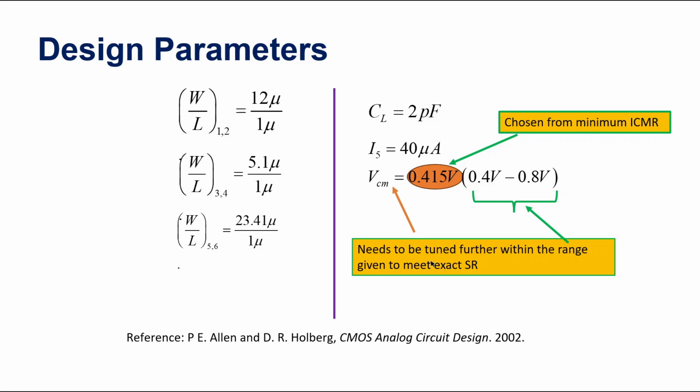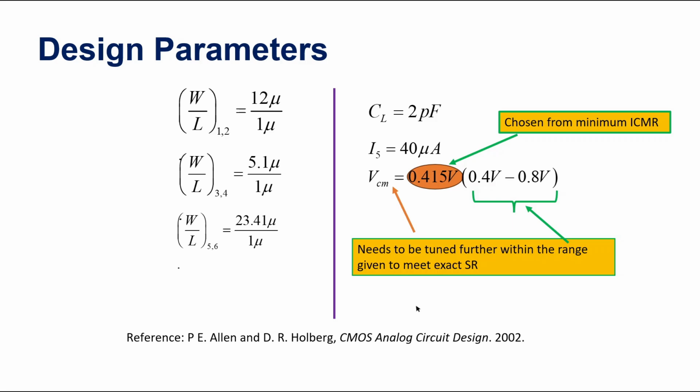This can be further tuned to meet the slew rate. Actually, for getting the exact tail current, you can tune the common mode voltage, if there is a mismatch in the tail current. And I have used all the equations from this book, so please refer to it for further clarification.